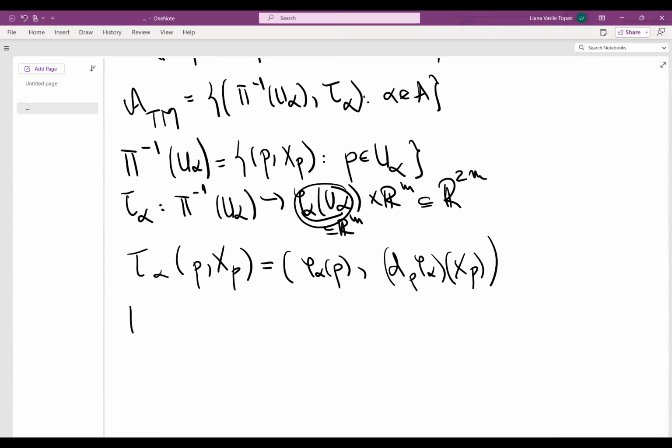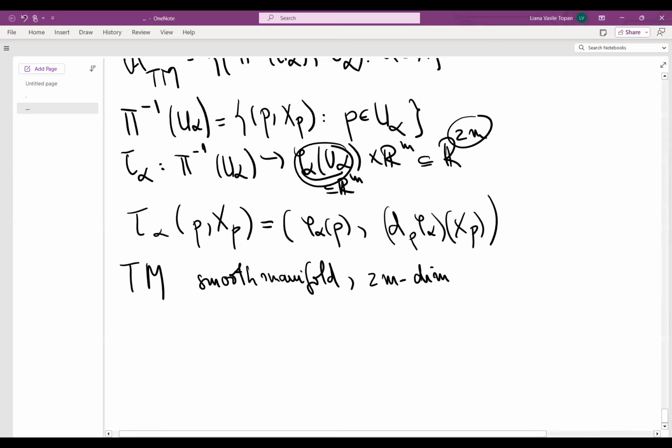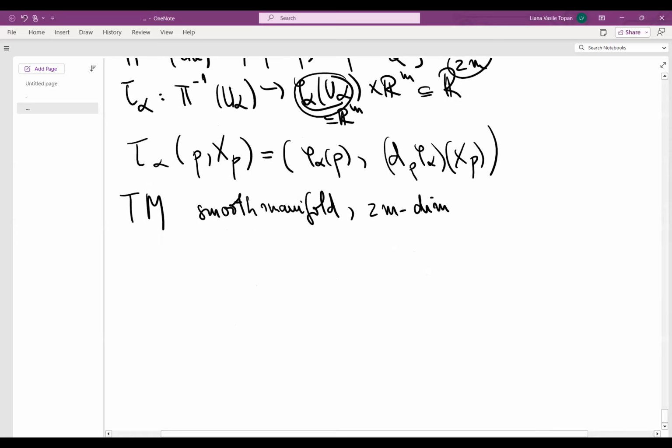So this TM will turn into a smooth manifold itself, with dimension 2m, twice the dimension of the manifold M. Now, this is pretty much what we've seen so far, and because we did talk about the tangent bundle, and I didn't give any example yesterday, let me take two very simple examples today for the tangent bundle before moving on.